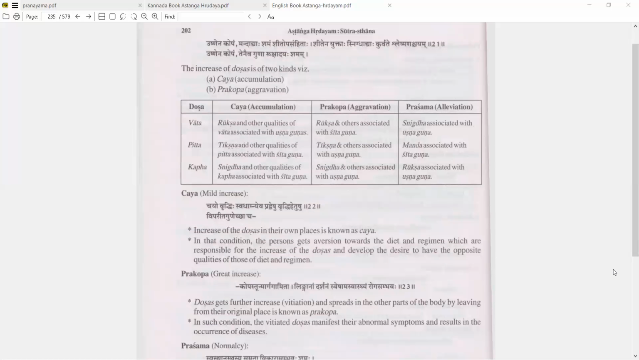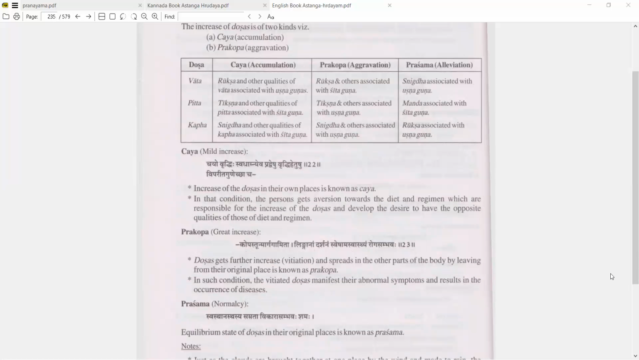Chaya, mild increase. Increase of doshas in their own places is known as chaya. In that condition, the person gets an aversion towards the diet and regimen which are responsible for the increase of the doshas and develops a desire for the opposite qualities of those of diet and regimen.